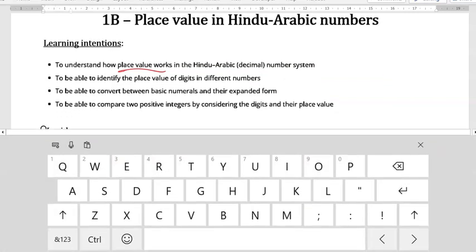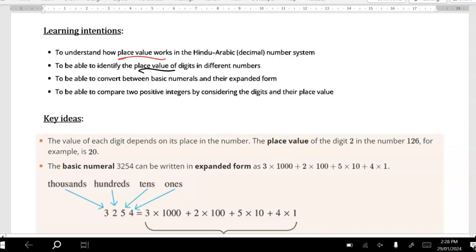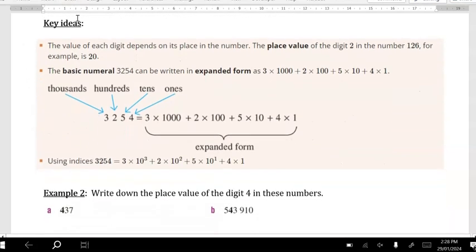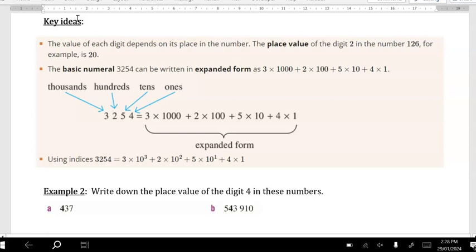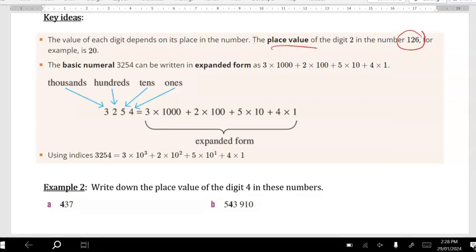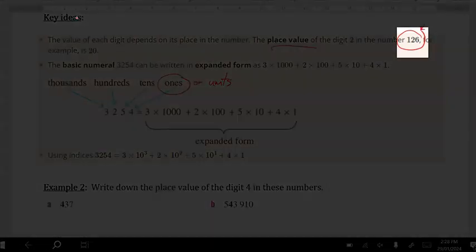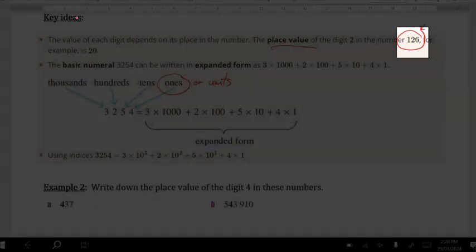You've got to be able to identify place value and convert between basic numerals and their expanded form. So that's what we're going to do. That's our plan. This should not be a surprise to you. The value of each digit depends on where it is. Where is the 2? We have these special names that you've heard before. The very first digit is the ones, or we can sometimes call it the units. So in this case, the ones or units is 6.